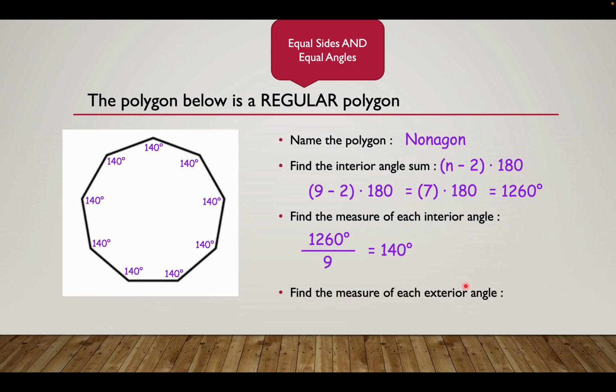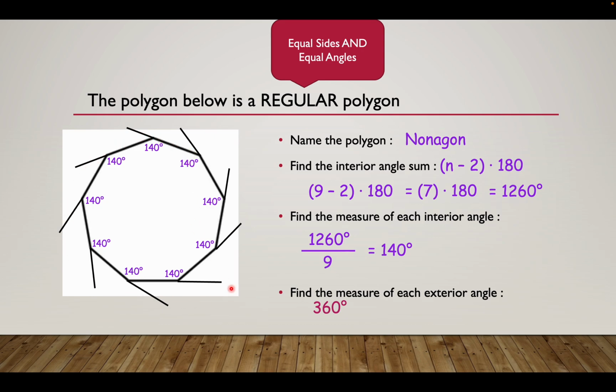Next, it asks us to find the measure of each exterior angle. These are our exterior angles. They form a straight line with our shape, and they're outside the polygon. Remember, all exterior angles in any polygon, whether it's 5-sided, 6-sided, or 9-sided, the sum of the exterior angles will always be 360 degrees.